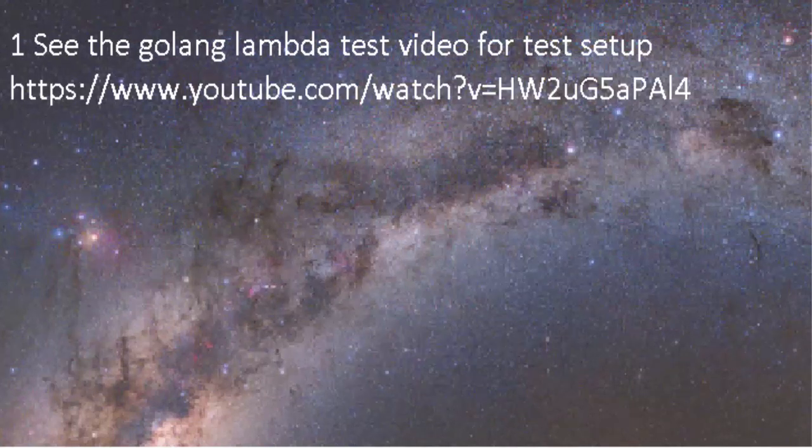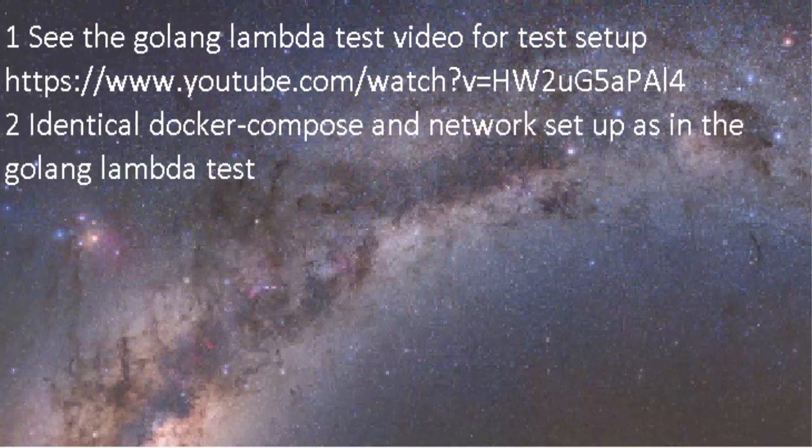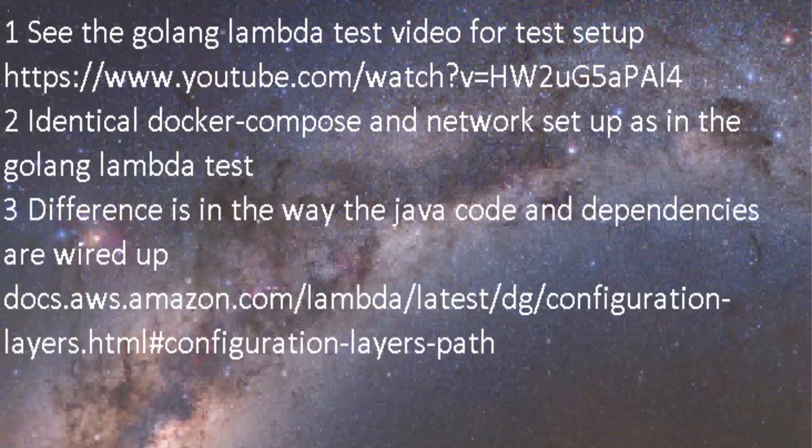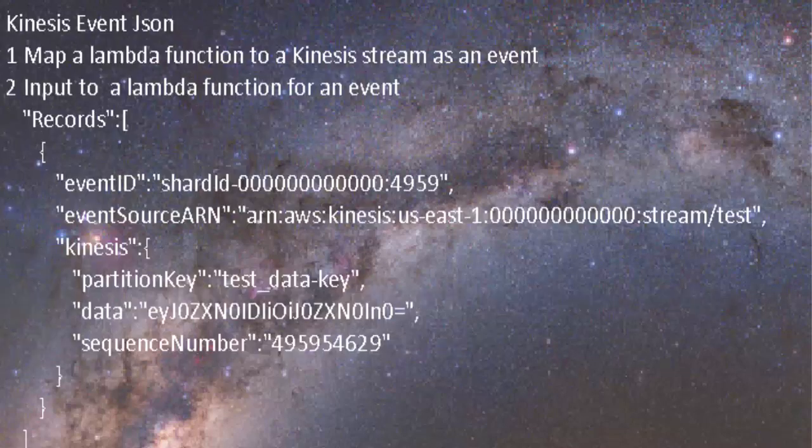And the second point is that it's an identical Docker Compose Docker Bridge network set up as in that first video for the Golang Lambda test. The first big difference is the way the Java code dependencies work out. So Java has this concept of a class path. We often put jars on the class path to handle dependencies.